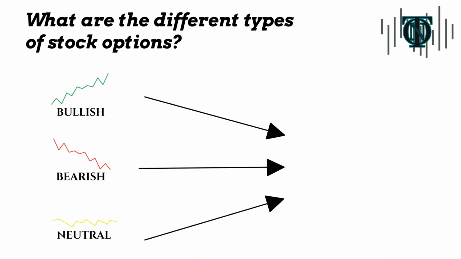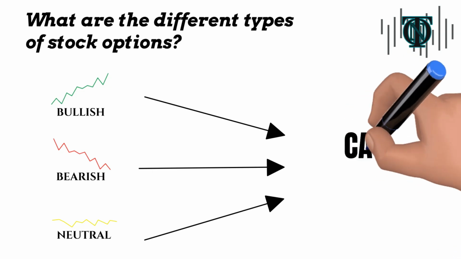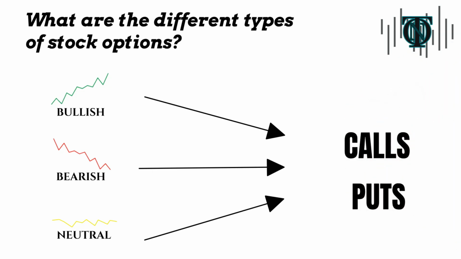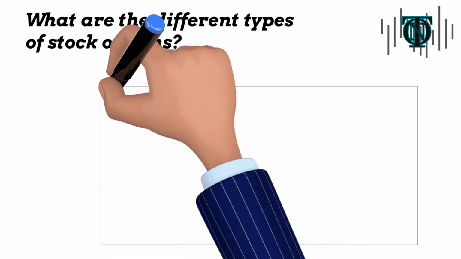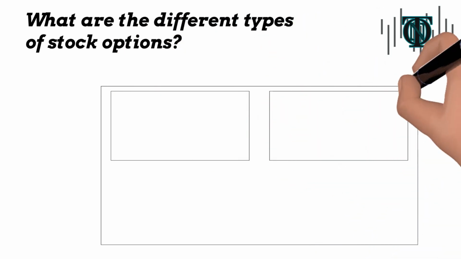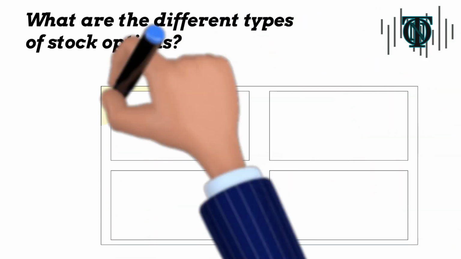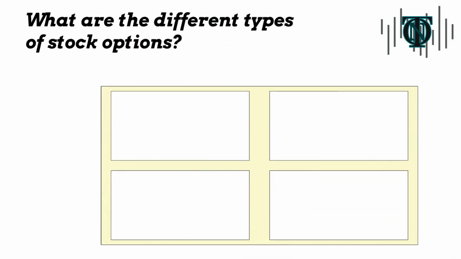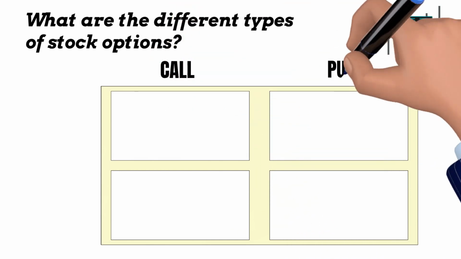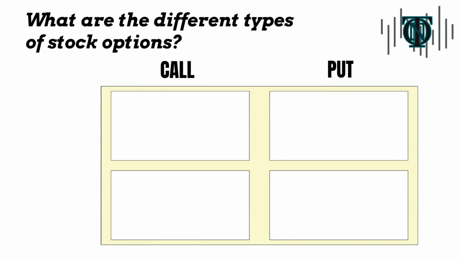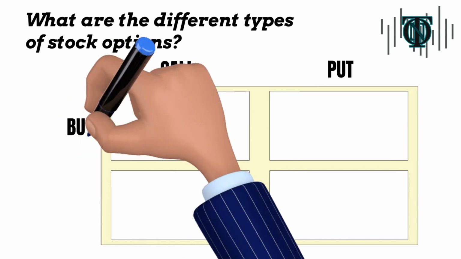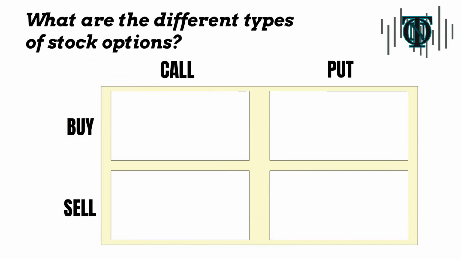While there may be numerous strategies for different scenarios, all options strategies are made up by two different types of contracts, calls and puts. Now, anytime I'm trying to help someone understand calls and puts, I start with the 2x2 box as such. On top of the box, I write call over the left column and put over the right column. To the left of the box, I write buy for the top row and sell for the bottom row.